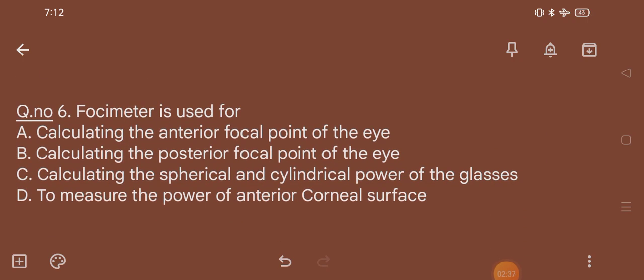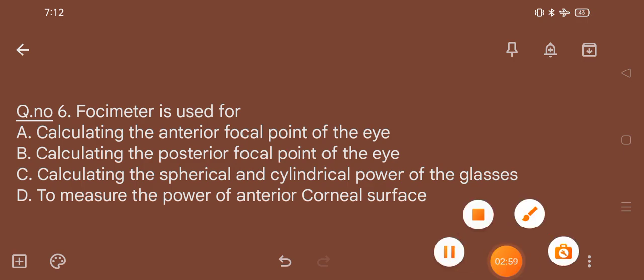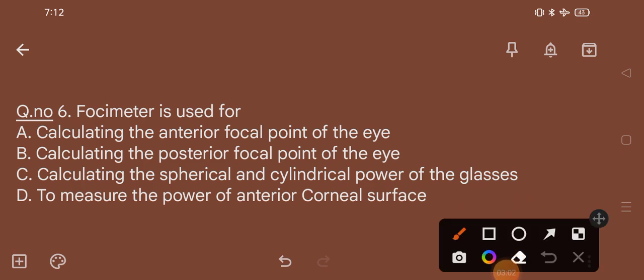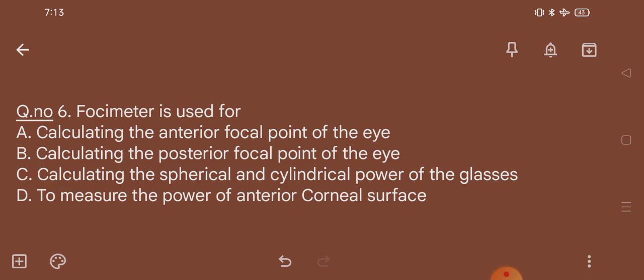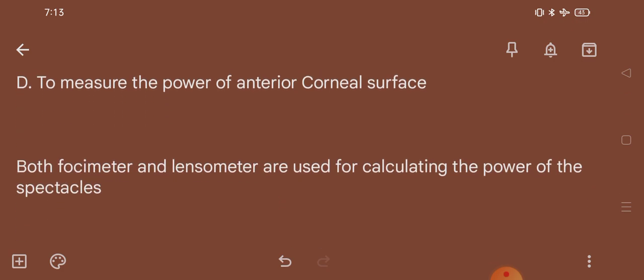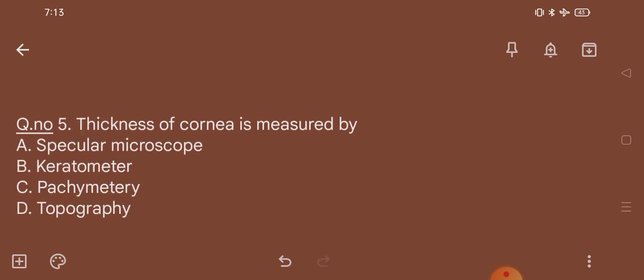Question number 6 is: fogging test is used for option A, calculating the anterior focal point of the eye; option B, calculating the posterior focal point of the eye; option C, calculating the spherical and cylindrical power of the glasses; and option D, to measure the power of the anterior corneal surface. The correct option is calculating the spherical and cylindrical power of glasses. Both focimeter and lensometer are used for calculating the power of the spectacles.